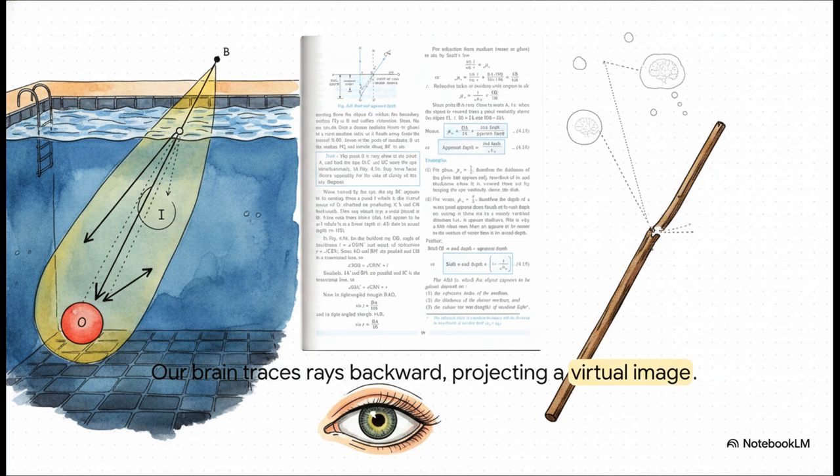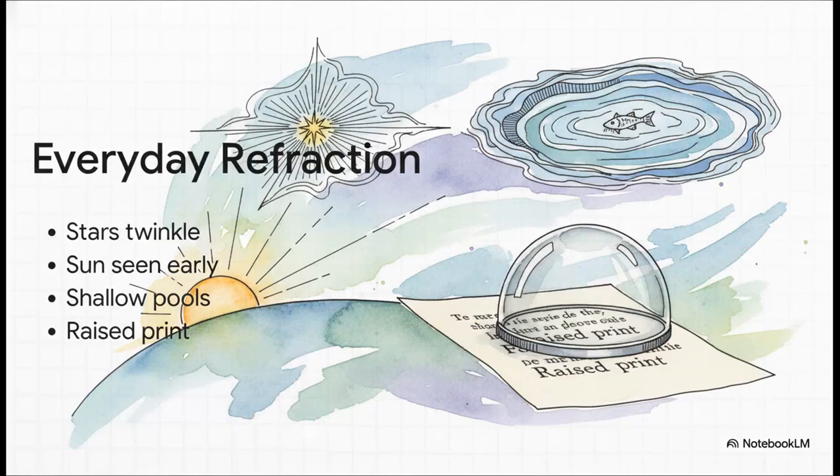Our brains firmly assume that light always travels in perfectly straight lines. We just don't instinctively calculate for refraction. So our brain traces those bent rays entering our eye straight backward, projecting a virtual image at point I. Your brain is literally painting the object higher up than it actually is. This is exactly why that stick looks broken, and it's why a deep swimming pool can look deceptively, dangerously shallow from the edge. And this leads to some incredible everyday consequences.